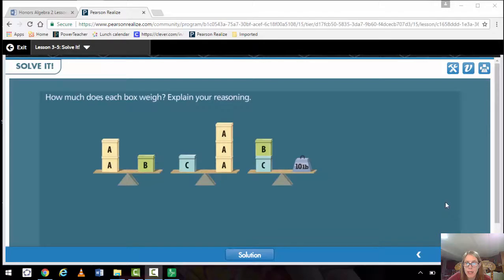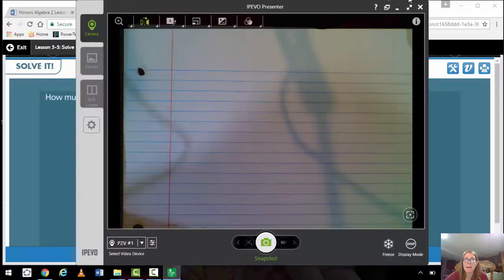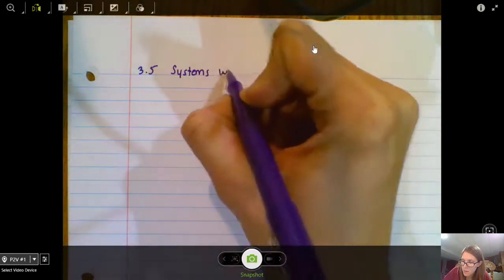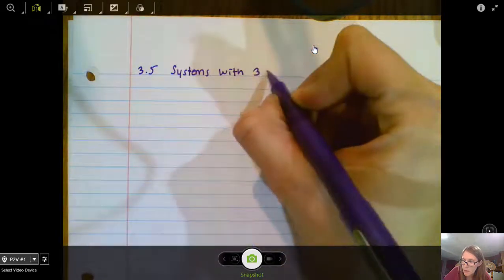But this really just gets us thinking of the idea of a system of equations with 3 variables. Now, what does that mean? So again, we're moving into section 3.5. Systems with 3 variables.